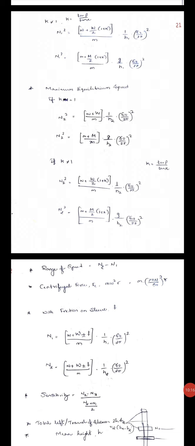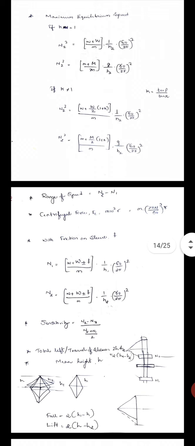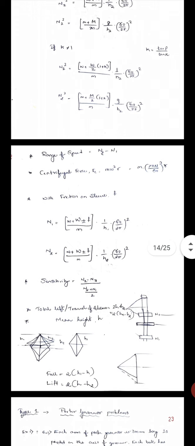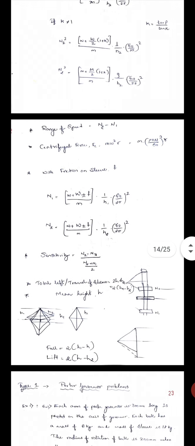Centrifugal force Fc equals m omega square r, or m into 2 pi N by 60, the whole square, into r. With friction on sleeve F, N1 square equals W plus w plus or minus F into m upon m into 1 by h1 into 60 by 2 pi, the whole square. Maximum equilibrium speed N2 square equals W plus w plus or minus F into m, 1 by h2 into 60 by 2 pi, the whole square. Sensitiveness is N2 minus N1 by N2 plus N1 by 2. Total lift or travel of sleeve is 2 into h1 minus h2. Fall is 2 into h1 minus h, lift is 2 into h minus h2. h is the mean height.